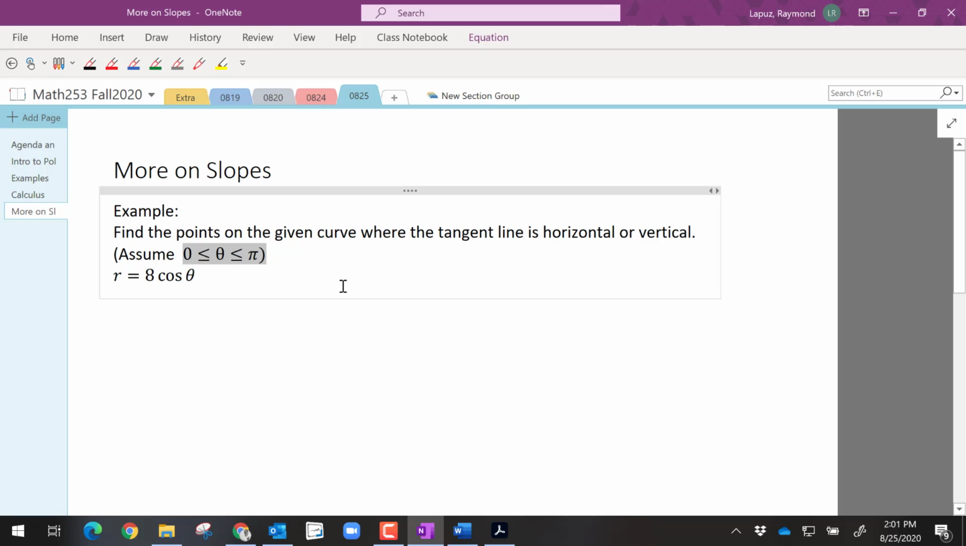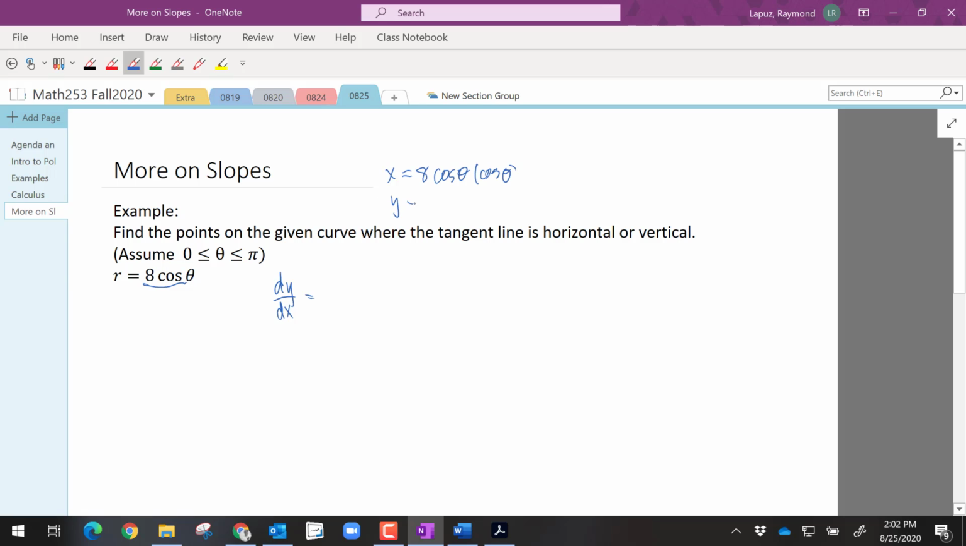So remember that our dy/dx is going to be given by the derivative of y with respect to t, or theta, over the derivative of x with respect to t or theta. So let's figure out our x values. Given this, x is going to be r cosine theta, so it's going to be 8 cosine theta times cosine theta. And then y is going to be 8 cosine theta times sine theta. So it's the r cosine theta, r sine theta business.